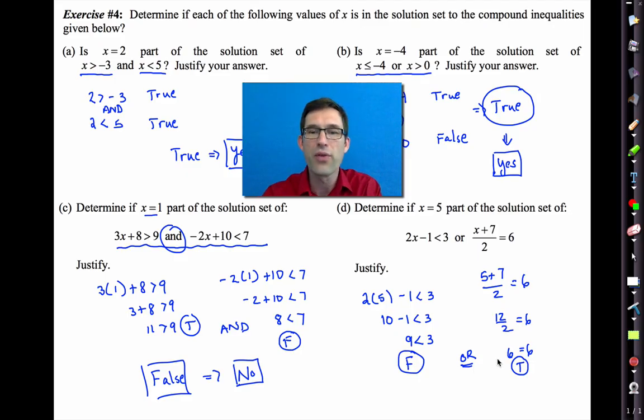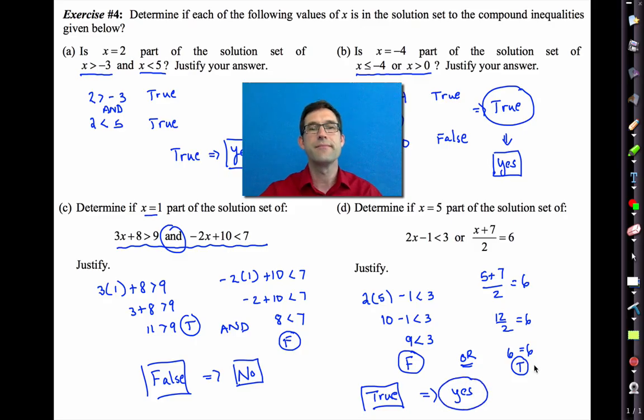It really is. They both have to be false. And since one of them's true, then overall it's true, which means that yes, it is part of the solution set. All right, so critically important to understand this idea. If a value of x, or whatever variable, makes the overall inequality or equation true, then it's part of the solution set. And if not, it isn't.